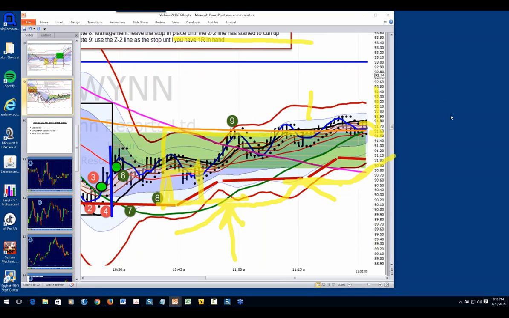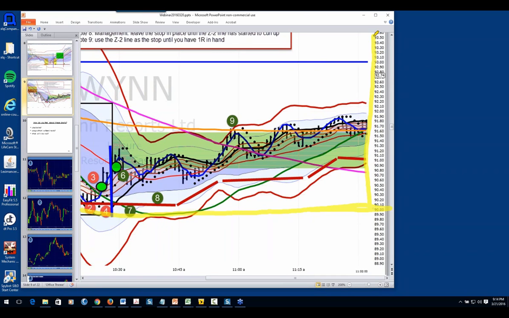So this is WIN, W-Y-N-N. The range stat on WIN is about $4.50. So here's the low of the day at 90. This thing can go to 94.50 to the range stat. So I don't mind owning this with 1R in hand with a wide stop.